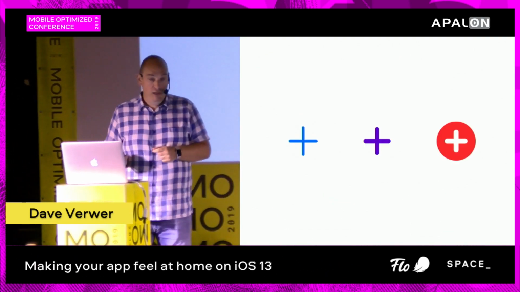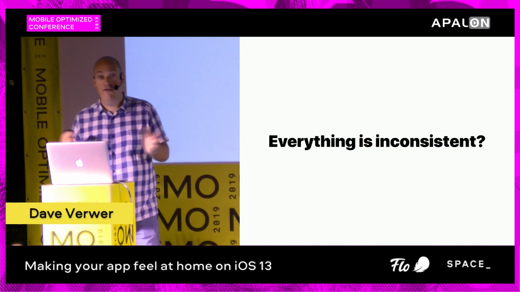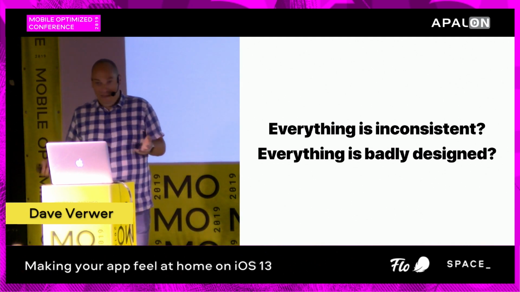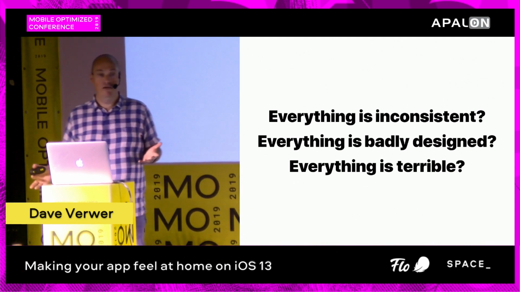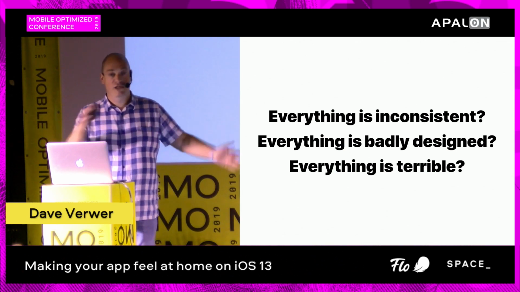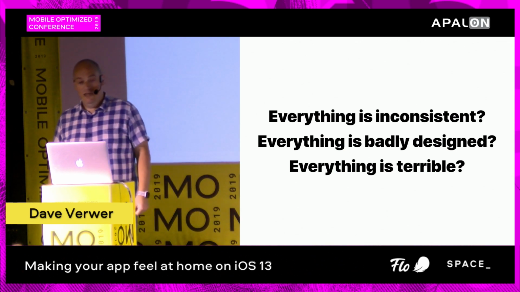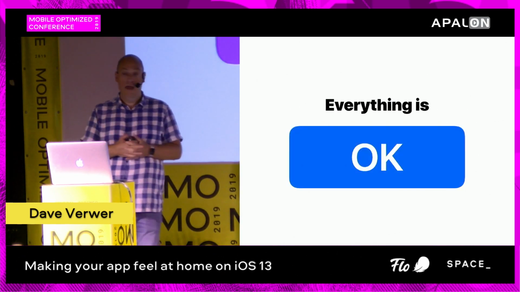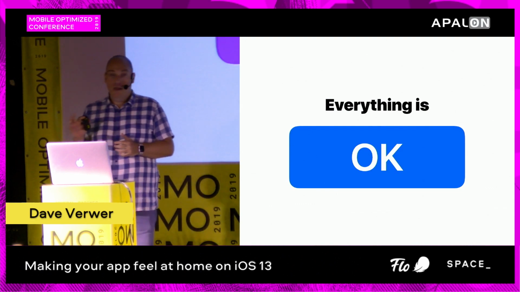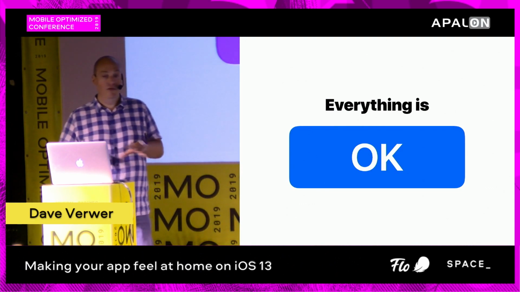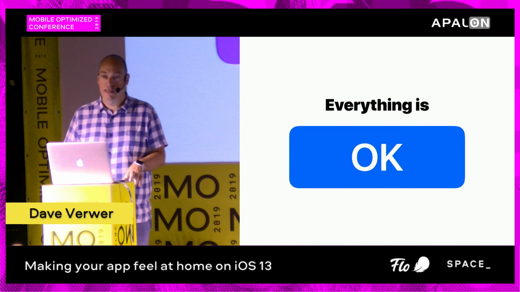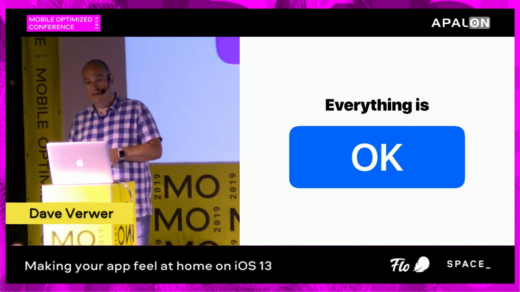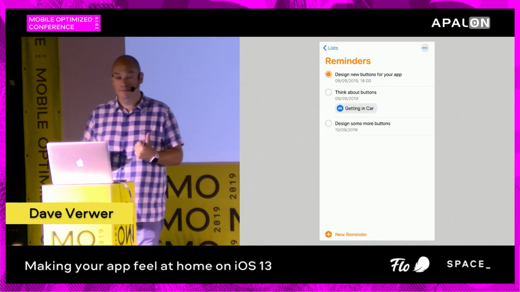So you might imagine that I'm about to say that everything on iOS 13 is inconsistent and badly designed, and everything is terrible, and what we've made is a huge regression back in design. But actually, I'm not going to make that conclusion. I think everything's okay. Having every button look exactly the same wouldn't actually be a good thing for the platform, because there is hierarchy in our user interfaces. So let's take an example.